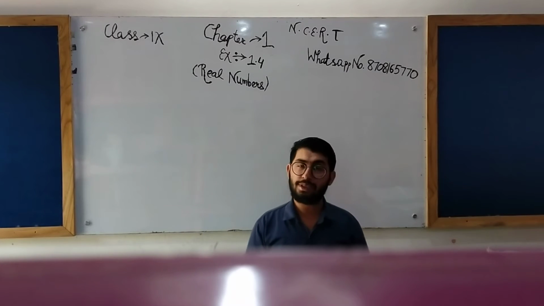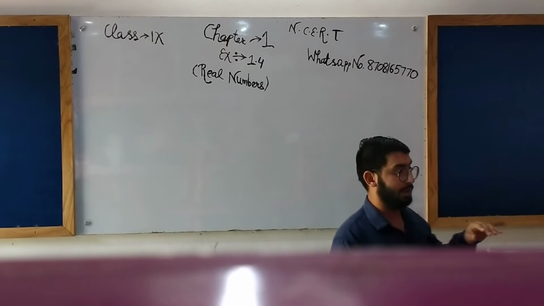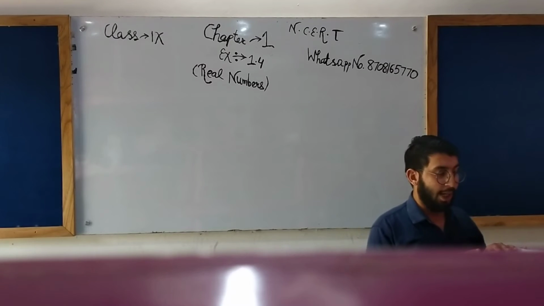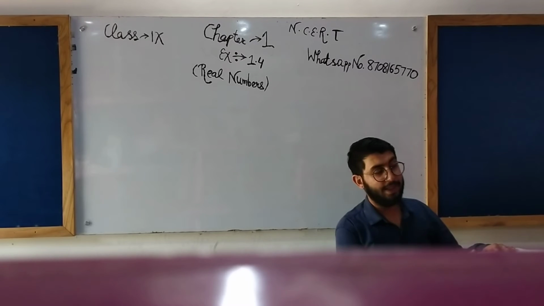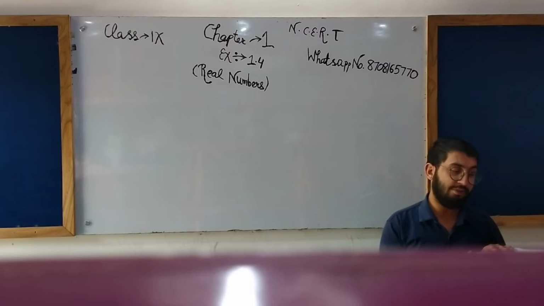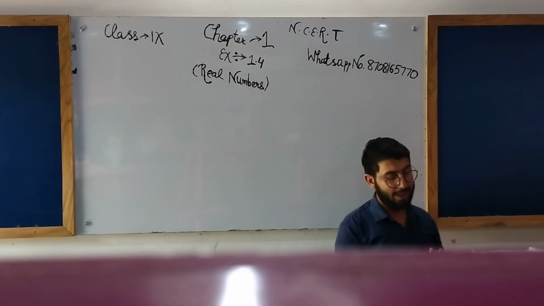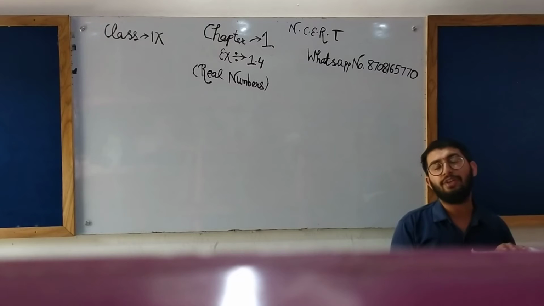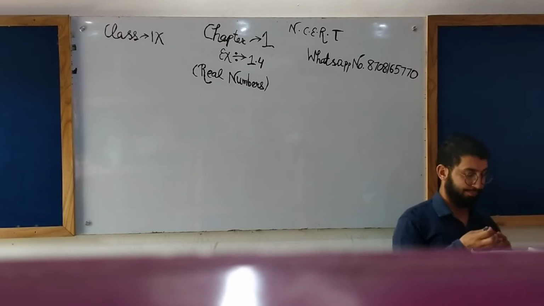Now we are proceeding towards exercise 1.4. Now I am reading the question. Listen to me carefully. Visualize 3.765 on the number line using successive magnification. This is NCERT exercise 1.4, and we are on the very first question. We are to visualize 3.765 on the number line using what magnification? Successive magnification.